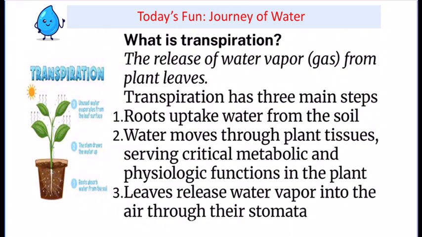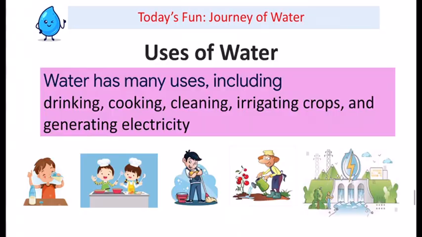Transpiration has 3 main steps. First, roots take up water from the soil. Second, water moves through plant tissues, serving critical metabolic and physiologic functions in the plant. Then leaves release water vapor into the air through their stomata. Uses of water: water has many uses, including drinking, cooking, cleaning, irrigating crops, and generating electricity, etc.